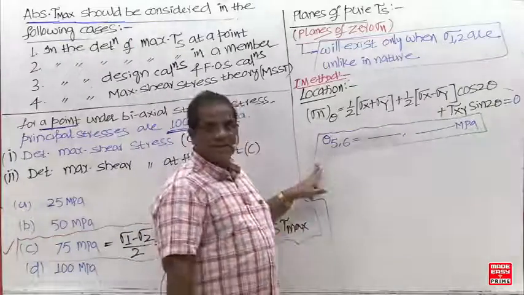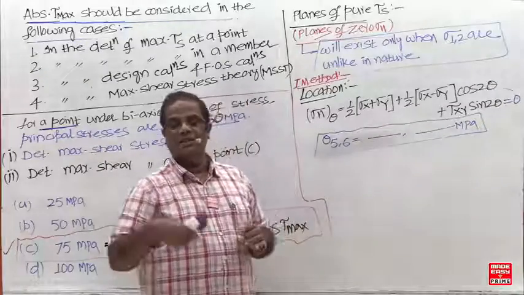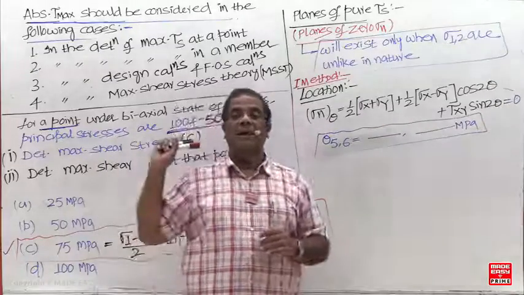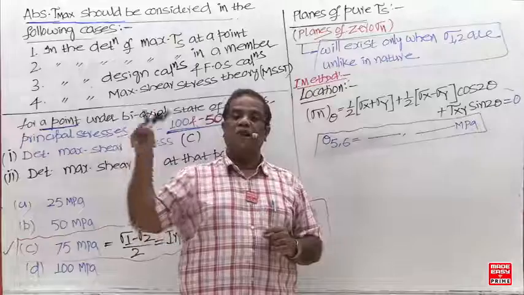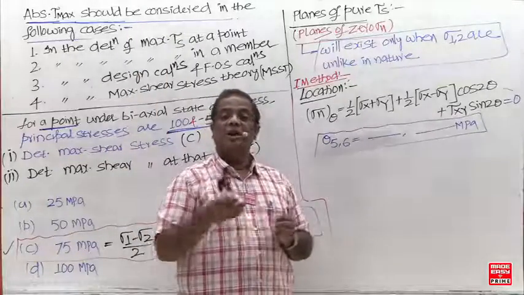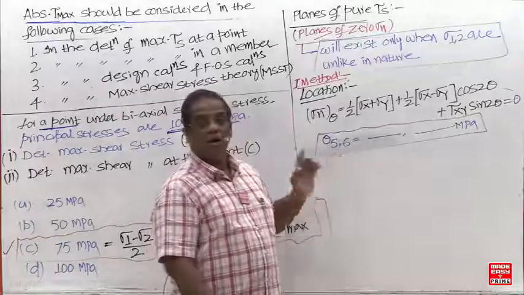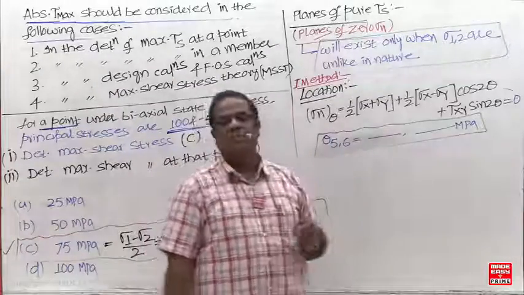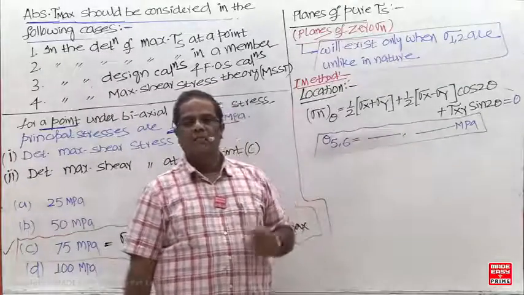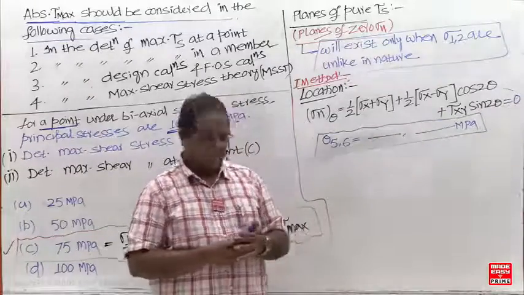So if I know theta 5, we cannot get theta 6 directly. Both the values you have to calculate. But in principal plane and tau max plane, if I know one principal plane, I can directly locate the other principal plane. Similarly, if I know the tau max plane, you can get the other value because they are complementary. But these planes are not complementary. Both the values you have to determine. If I am getting one value 30, the other value will not be 120 degrees.